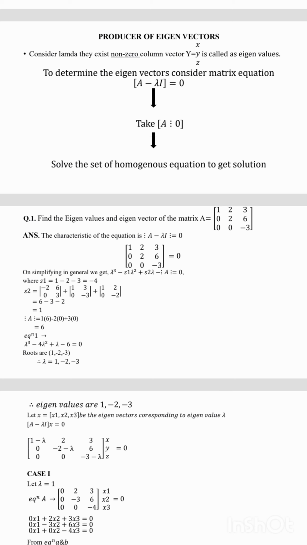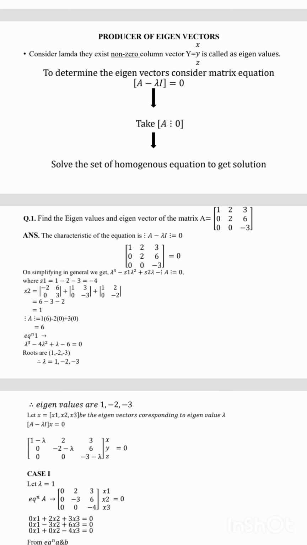The characteristic equation is |A - λI| = 0, with the matrix rows 1 1 0 0, 2 2 2 0, 3 3 6 minus 3 equal to 0. Simplifying in general, we get λ³ - S1 λ² + S2 λ - A = 0, where S1 = 1 - 2 - 3 = -4.